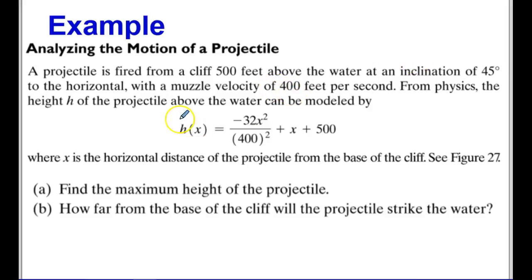From physics, here's my equation that measures the height based on the distance of the projectile from the base of the cliff. So just keep in mind when we're looking at these word problems, we always want to keep in mind what our variables are, because here it's distance and not time. So first I have to find the maximum height, and then how far from the base will the projectile strike the water.